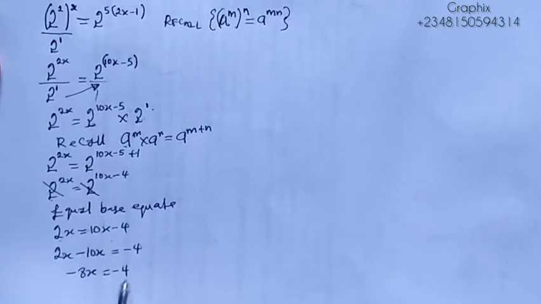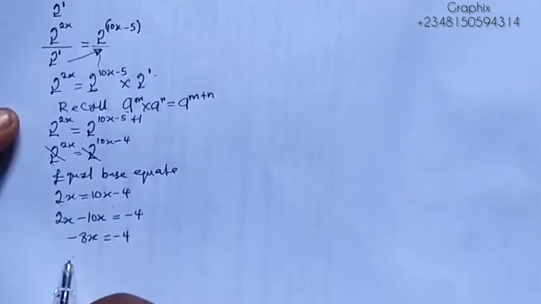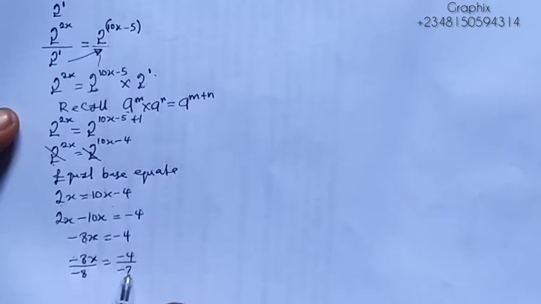equals minus 4. You want the x to stay alone, so you divide by what is close to the x, which is minus 8. So I'll have minus 8x all over minus 8 equals minus 4 over minus 8. Minus 8 cancels minus 8, and I'm left with x. And minus 4 over minus 8: 4 goes into 8 two times, so I'll have 1 over 2. That is my answer, x equals 1 over 2.